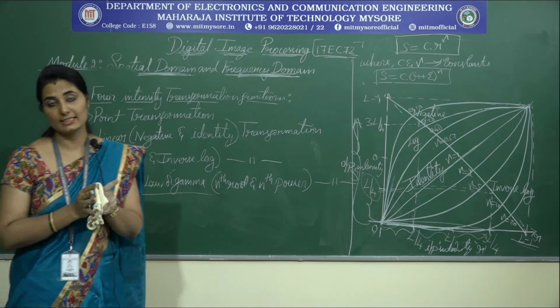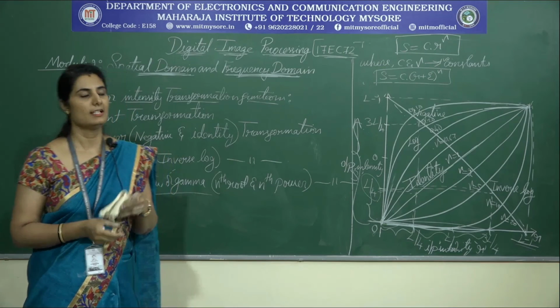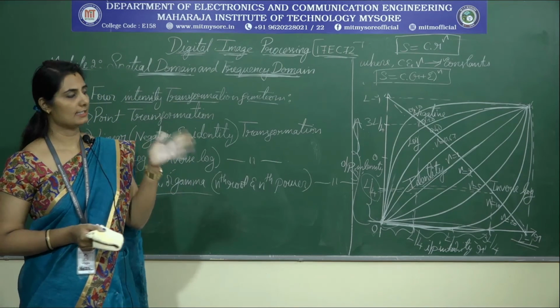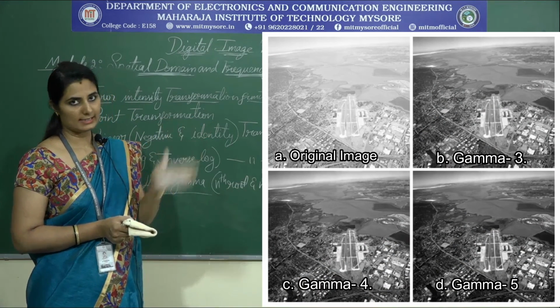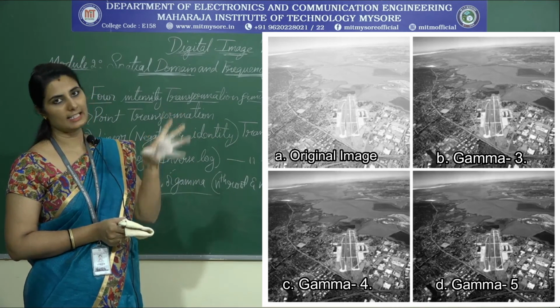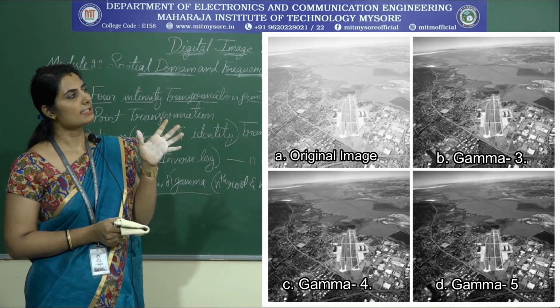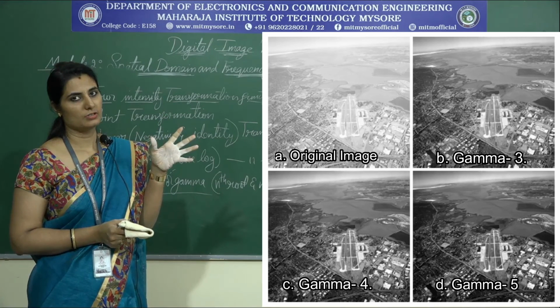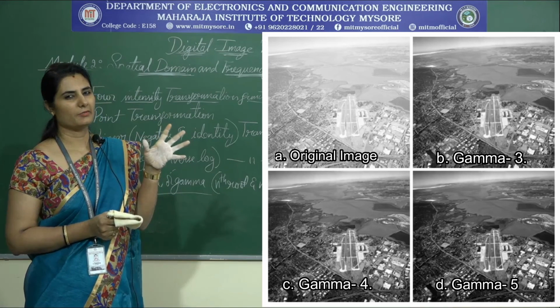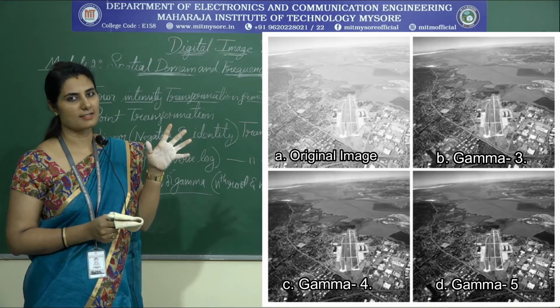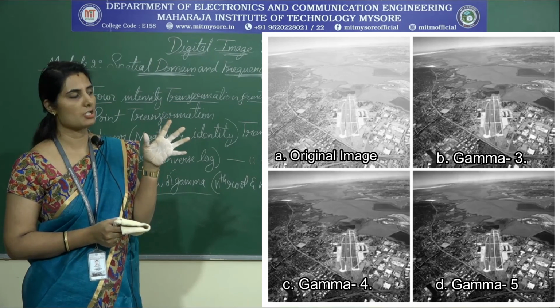So this is one application of gamma transformation, and another application of gamma transformation is in compressing the brighter intensity levels. So now for that consider another example. Now look at this image. So this is an aerial image. Okay. So this image appears to be washed out. So here we find brighter intensity levels dominating in this image.